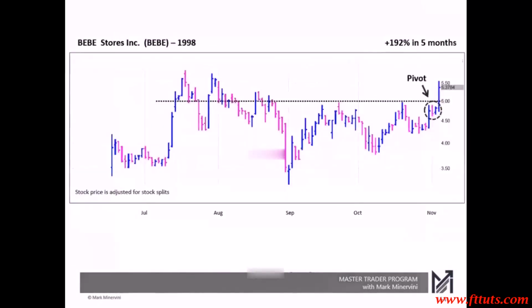Here's a stock I bought back. This was Baby Superstore. Some of you that are older may remember this. This is going back also into the 90s here, 1998.